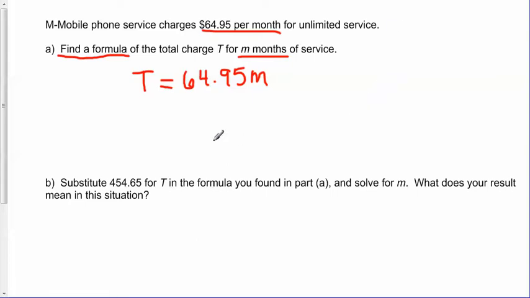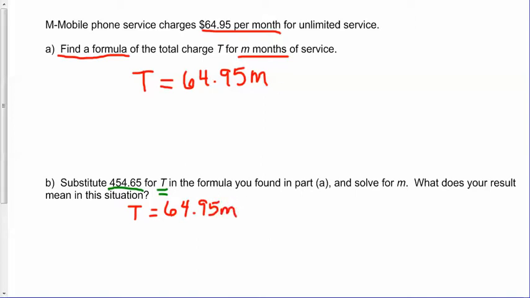Now that I have my formula, I can come down here to do part B. So in part B, they're telling us to substitute 454.65 for T. We're going to put that into our formula, and then we're going to solve for M. So let's go ahead and do that and see what that looks like. So we're going to use this formula that we had up here. So let's just copy it down so we have easy access to it. We said that T equals 64.95 M.